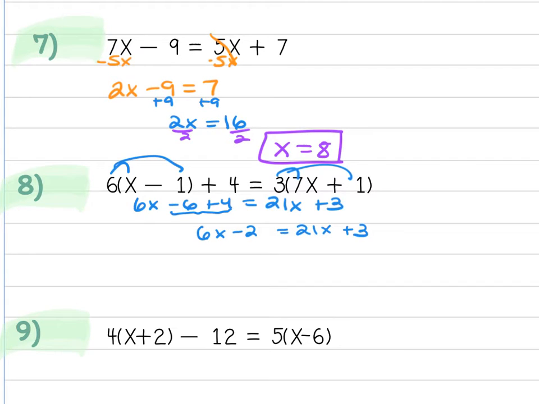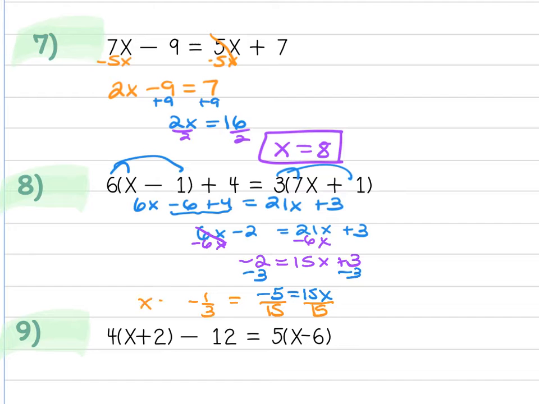Now, I like to keep my variable positive. It's not always possible, but I would probably subtract the 6x. You don't have to do it this way. Subtract the 6x. I'd get negative 2 equals 15x plus 3. Then I'd move the 3. Negative 5 equals 15x. Then I'd divide by 15. And I end up with negative 5 over 15, which this time can be reduced to negative 1/3. So x equals negative 1/3.